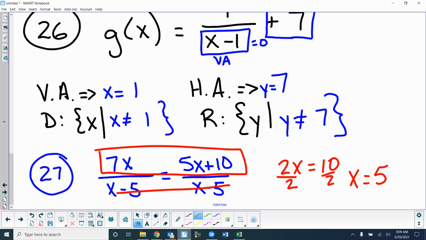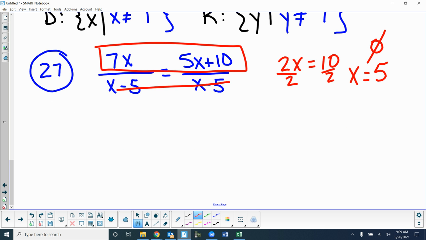Is that okay? No. That's not okay. Why? Makes me 0 down there, right? So we would say what? No solution. So we got to check. Check denominator on that one too. Write yourself a note for 27.